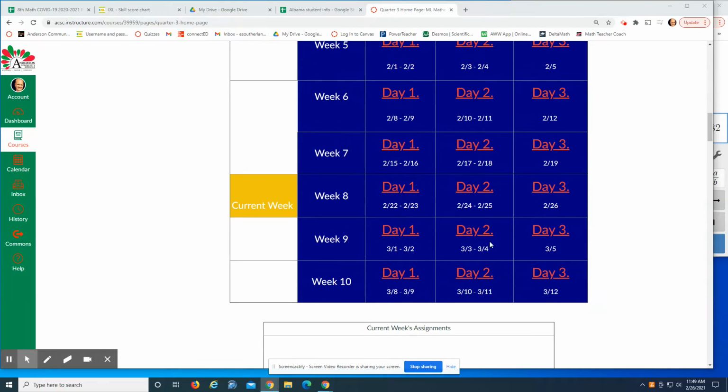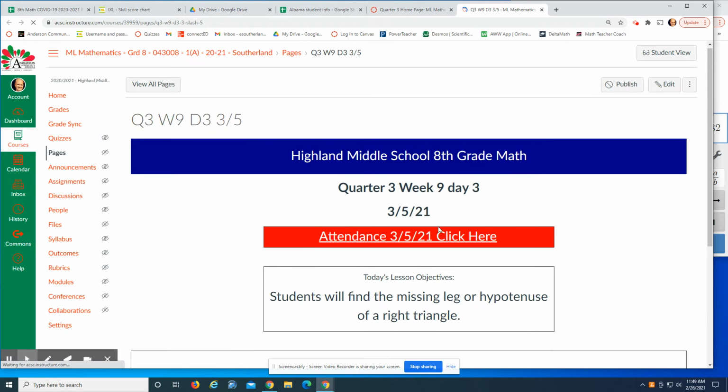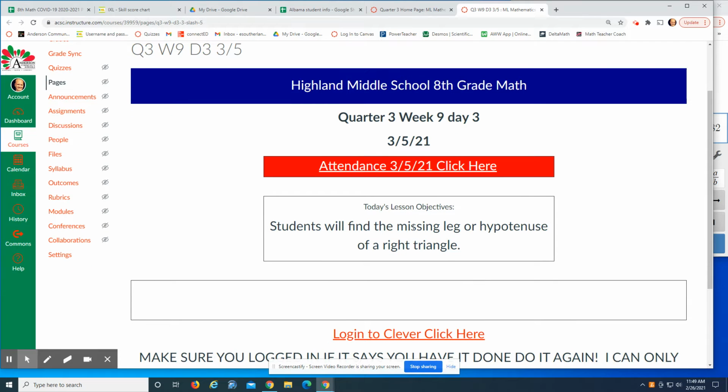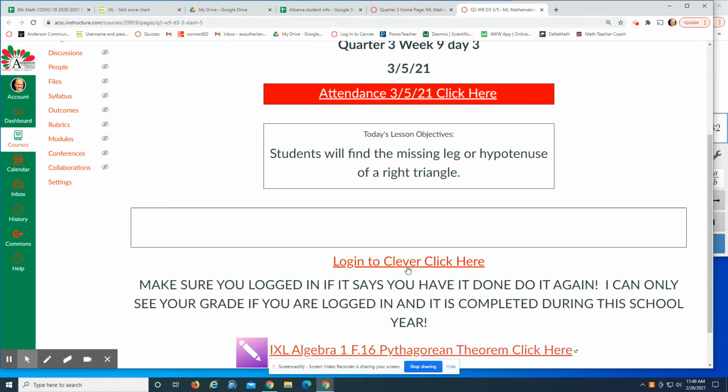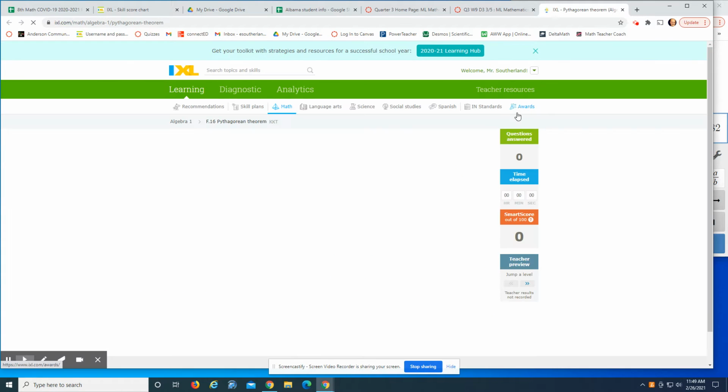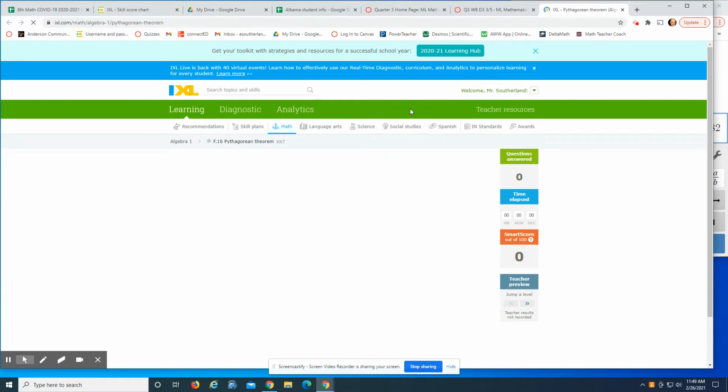This is week 9, day 3. We're going to look at doing the same thing we did yesterday. Sometimes you'll find a missing leg or a missing hypotenuse. Make sure that you click on log into Clever and then log into IXL. Make sure your name is here.